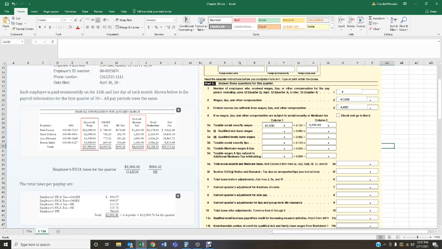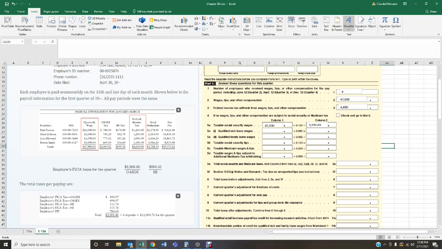Qualified sick leave wages, that information was not provided. Qualified family leave wages, that information was not provided, so we can leave it blank. Taxable Social Security tips, we didn't have any tips. The problem said there was no tips, so we leave it blank. Taxable Medicare wages and tips. We did have taxable Medicare wages. Here we have taxable Social Security wages. The bottom is taxable Medicare wages.